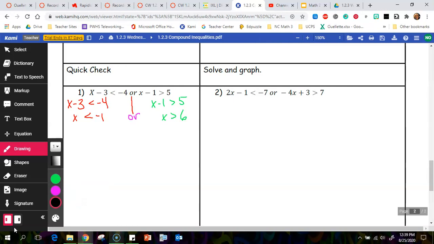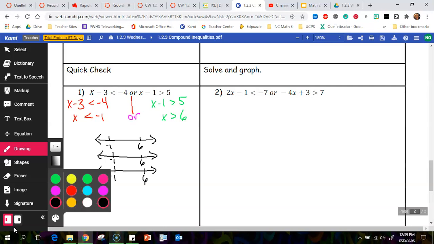I'm going to draw 3 graphs. And you'll get used to this and you won't have to draw the 3 graphs. This is just to illustrate how it works. Okay, on each graph I'm going to put negative 1 and 6. Okay, so let's figure out what the red graph looks like. The red graph is less than negative 1. Okay, so there's less than negative 1. The green graph is greater than 6. Oops, should be right there.